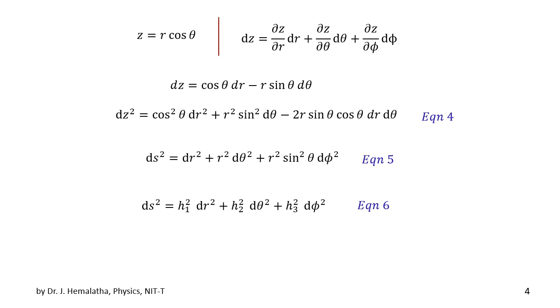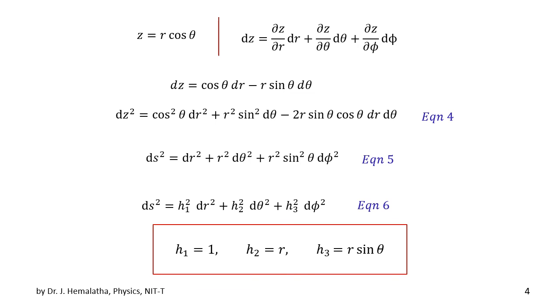So by comparing equations 5 and 6, I come across h1 square as 1, h2 square as r square, and h3 square as r square sin square theta. So from that I can arrive at h1 as 1, h2 as r and h3 as r sin theta. These are the metric parameters for spherical coordinate systems. You can do the in-between steps also while deriving it.